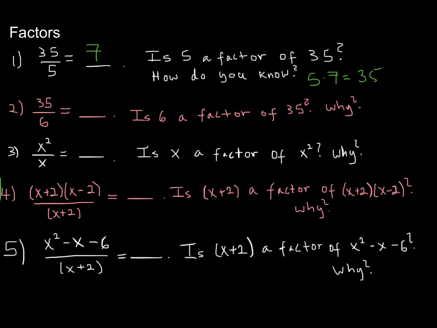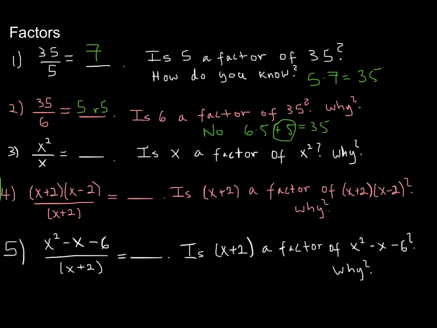35 divided by 6 is not so nice, though. Notice that, how many times does 6 go into 35? Well, it will go in 5 full times. But then I have to add on a little bit to get all the way to 35, right? 6 times 5 is 30, so I'm going to have a remainder of 5. So is 6 a factor of 35? No. Why? Well, because 6 times 5 plus 5 is 35, right? It doesn't go in a whole number of times.